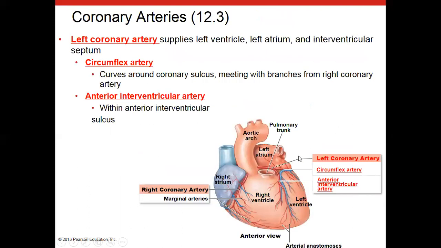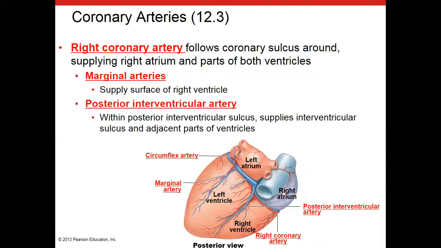So take a look here. Right here is the ascending aorta. This figure has removed the pulmonary trunk, so you can see the left coronary artery right here. The left coronary artery branches off of the aorta, where there's tons of oxygenated blood. It's very short because it splits right here into the circumflex artery that runs around between the left atrium and left ventricle, and the anterior interventricular artery that runs down the anterior interventricular sulcus.